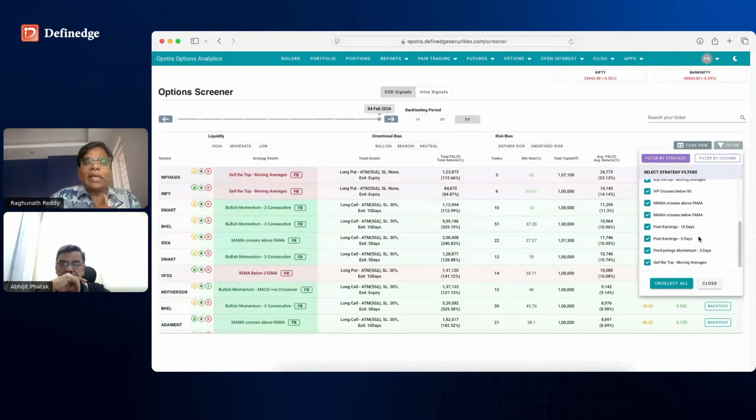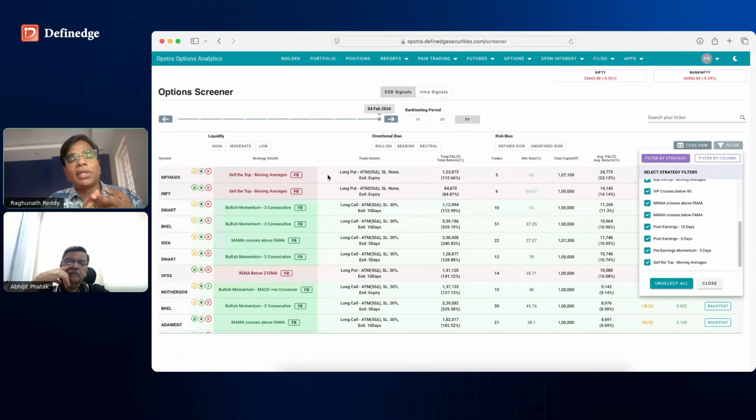So we have different technical indicators and conditions based on which signals are generated. Now, once the signals are generated, we also test multiple option strategies using those signals. So let's say we have long put, for example.